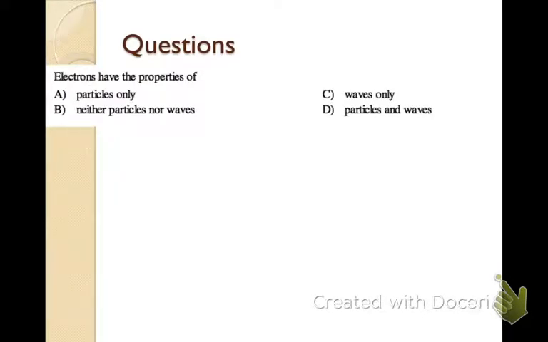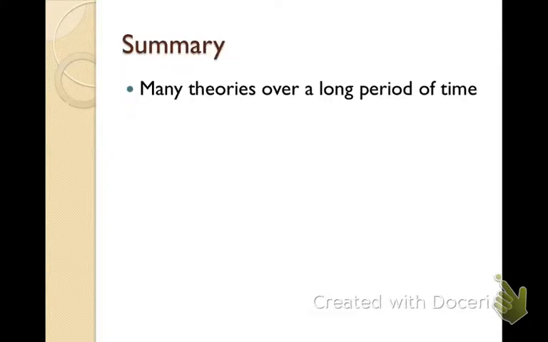Alright, electrons have properties of A, particles, B, neither particles nor waves, C, waves only, or D, particles and waves. So according to Chadwick in 1932, electrons have properties of both particles and waves.